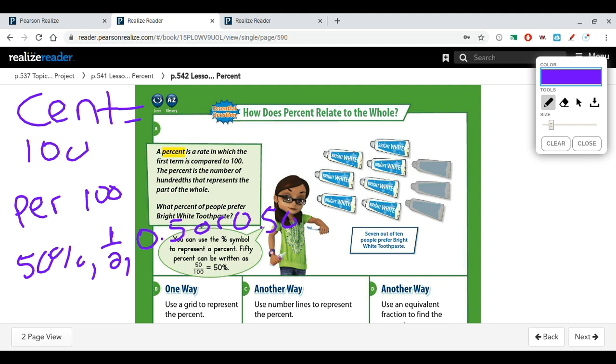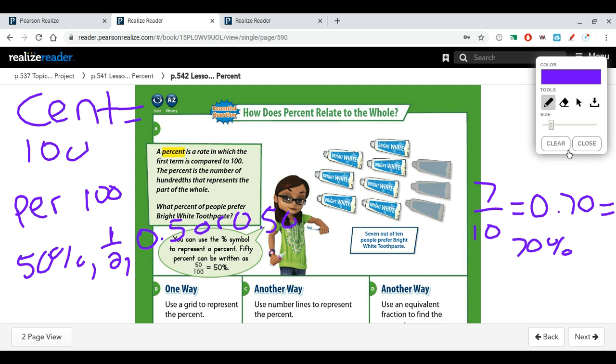So what percent of people prefer bright white toothpaste? If we take a look, we have 1, 2, 3, 4, 5, 6, 7, 7 out of 10. So if I write this as a fraction, 7 out of 10, I'm going to convert that into a decimal. The reason that I convert that into a decimal is because it allows me to see what the percent is going to be. Remember that percent means per 100. This is only the tenths place value. So to help me get to the hundredths place value, I can add a 0, which is then going to be equal to 70%.